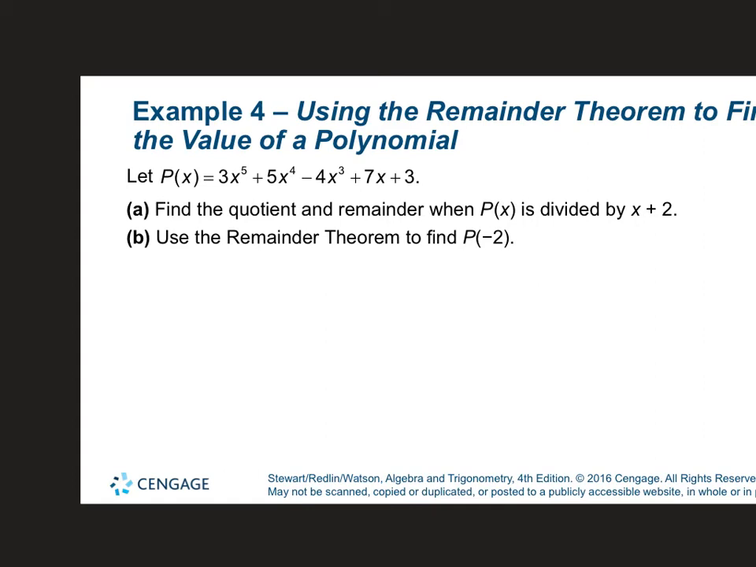So the first thing I'm going to do is say, okay, x plus 2 goes on the outside. On the inside, I have 3x to the 5th. Then I have 5x to the 4th. 4x cubed. Do I have an x cubed? Or I mean an x squared? Oh, wait a second, time out.